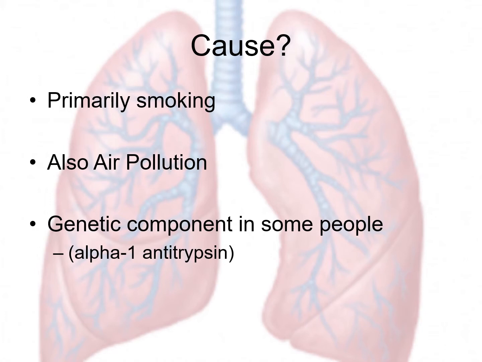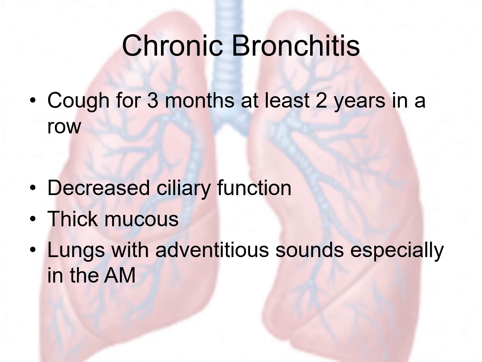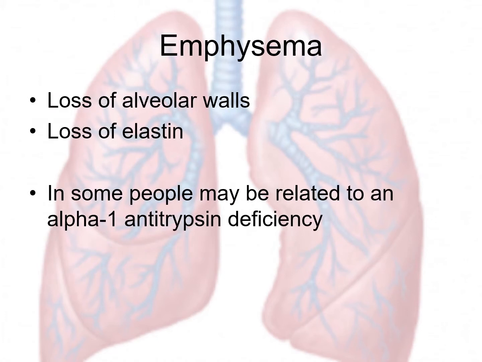So really, COPD is 2 diseases, and sometimes a third's added onto it: chronic bronchitis and emphysema, and then sometimes those patients will have asthma as well. Chronic bronchitis is a cough for at least 3 months for 2 years in a row, decreased ciliary function, thick mucus, and lungs with adventitious sounds, especially in the morning.